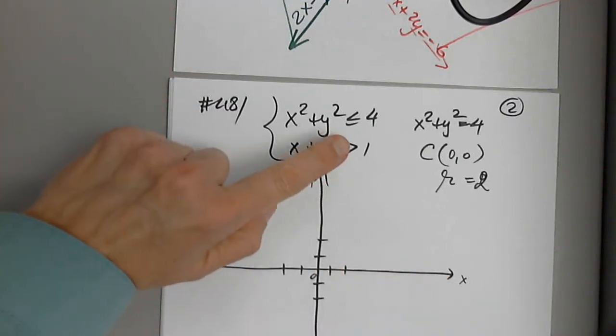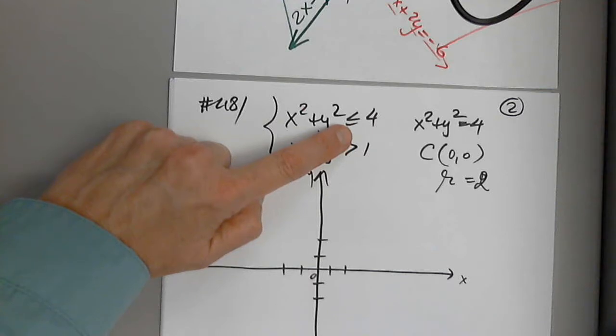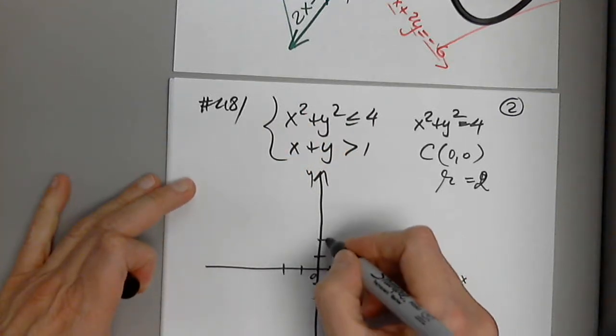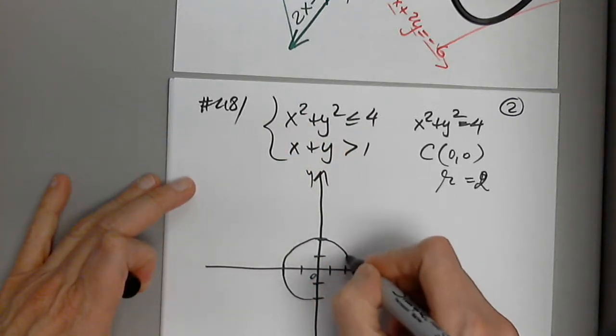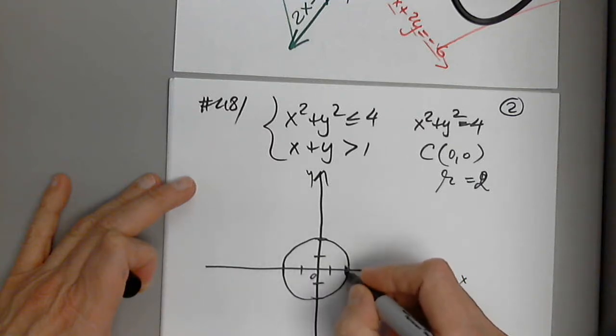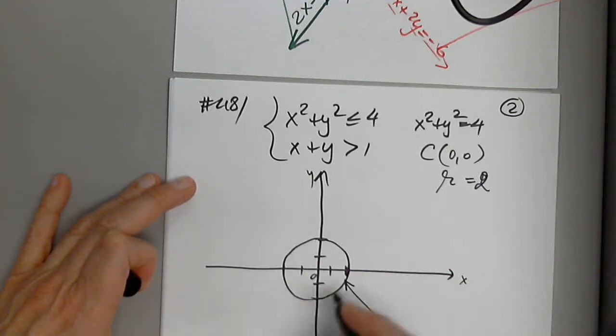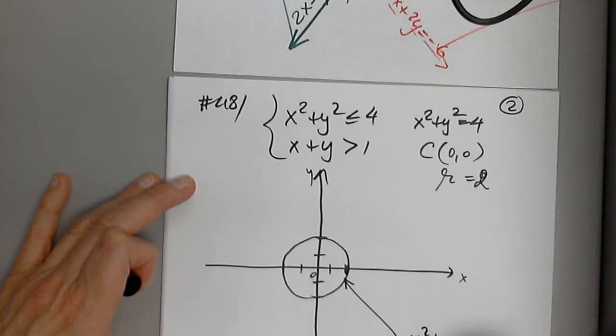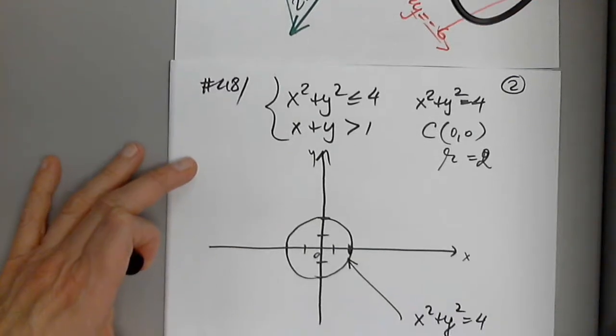I stop and I ask myself, is it a solid curve? Yes or no? Yes. So here it is. It's not going to be perfect, but just this curve is the equation. I did not graph the inequality yet.